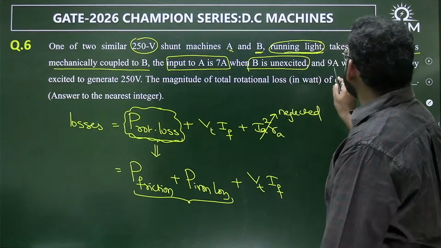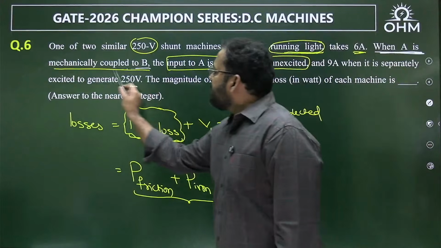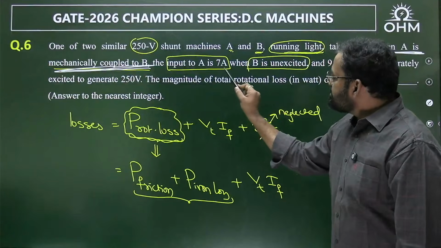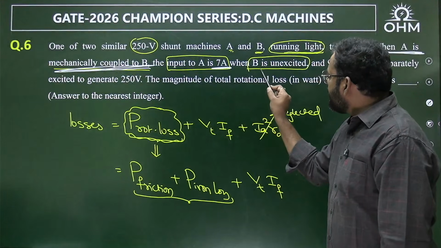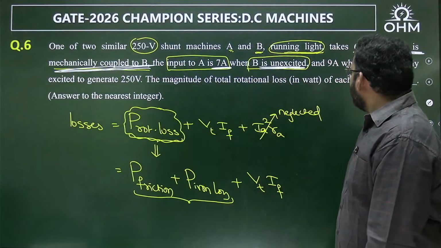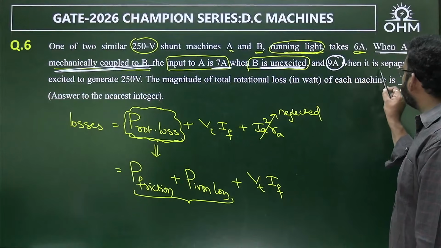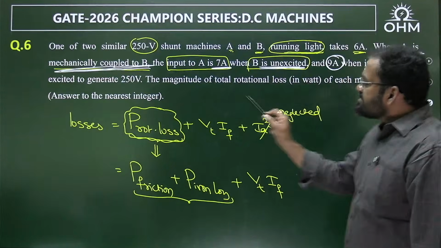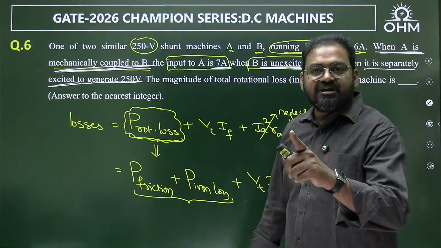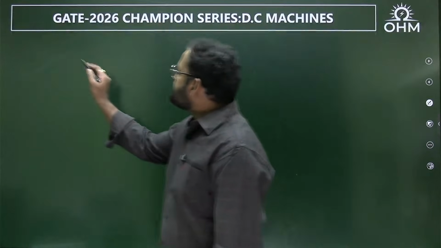What is the next case? Once again, machine A is mechanically coupled to machine B. Both are mechanically coupled. First case is 7 ampere was drawn when B is unexcited. Remember, machine B was unexcited. But in the third case, 9 ampere current was drawn when it is separately excited to generate 250 volt. Therefore, machine B is excited this time. That too separately excited. Therefore, third case.